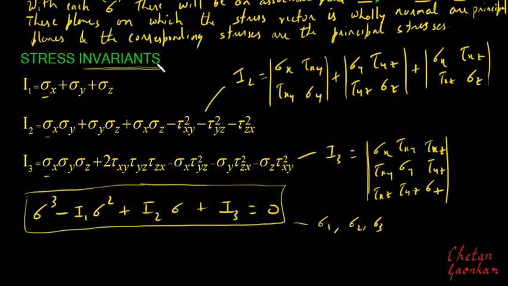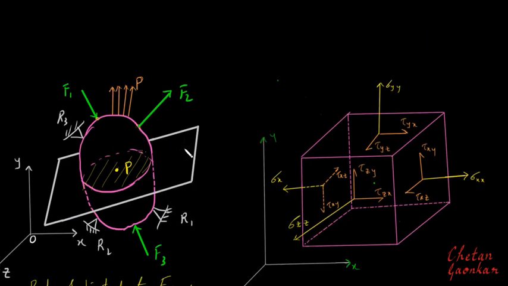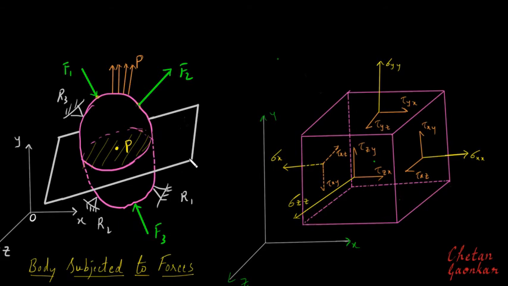Now the literal meaning of the word invariant is something which doesn't vary. Now what doesn't vary with respect to some frame of reference? To understand that, let us again consider our same example, a body which is subjected to different forces. Our area of interest is this point P, right? We are basically trying to find the stresses at this point P.